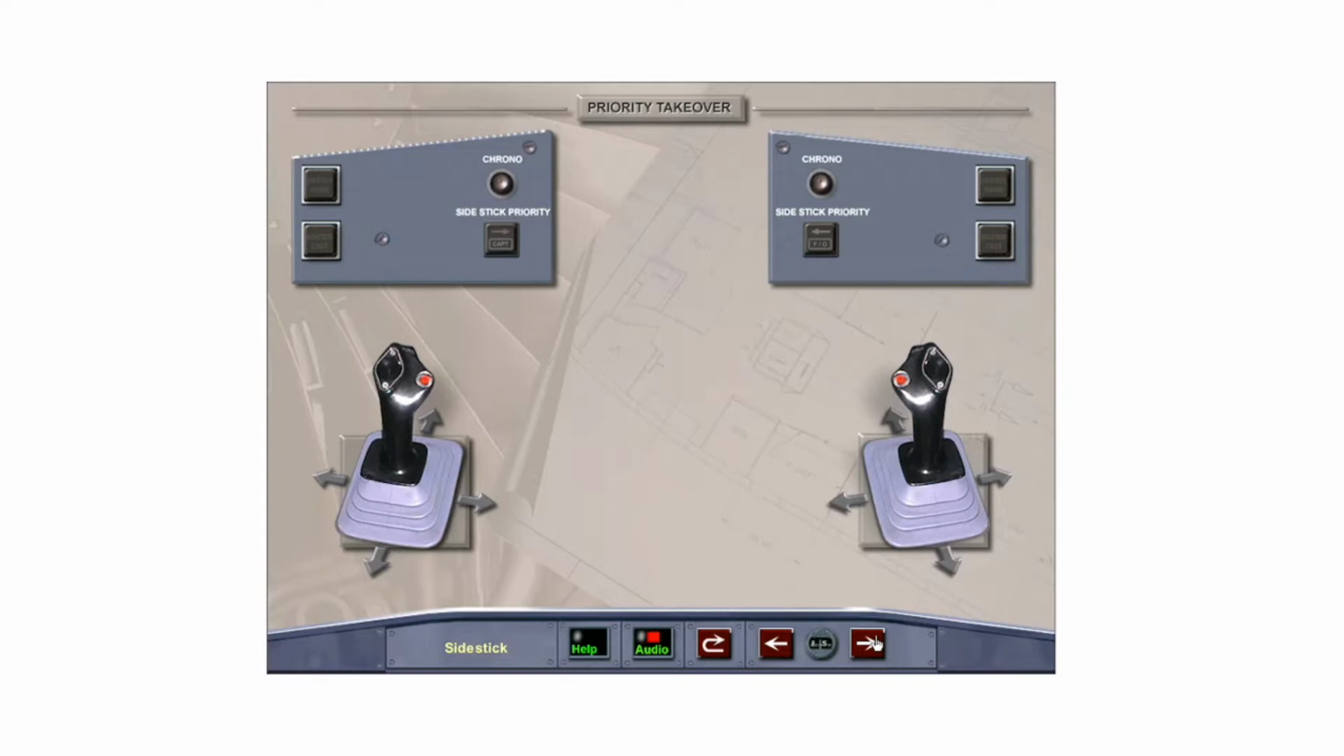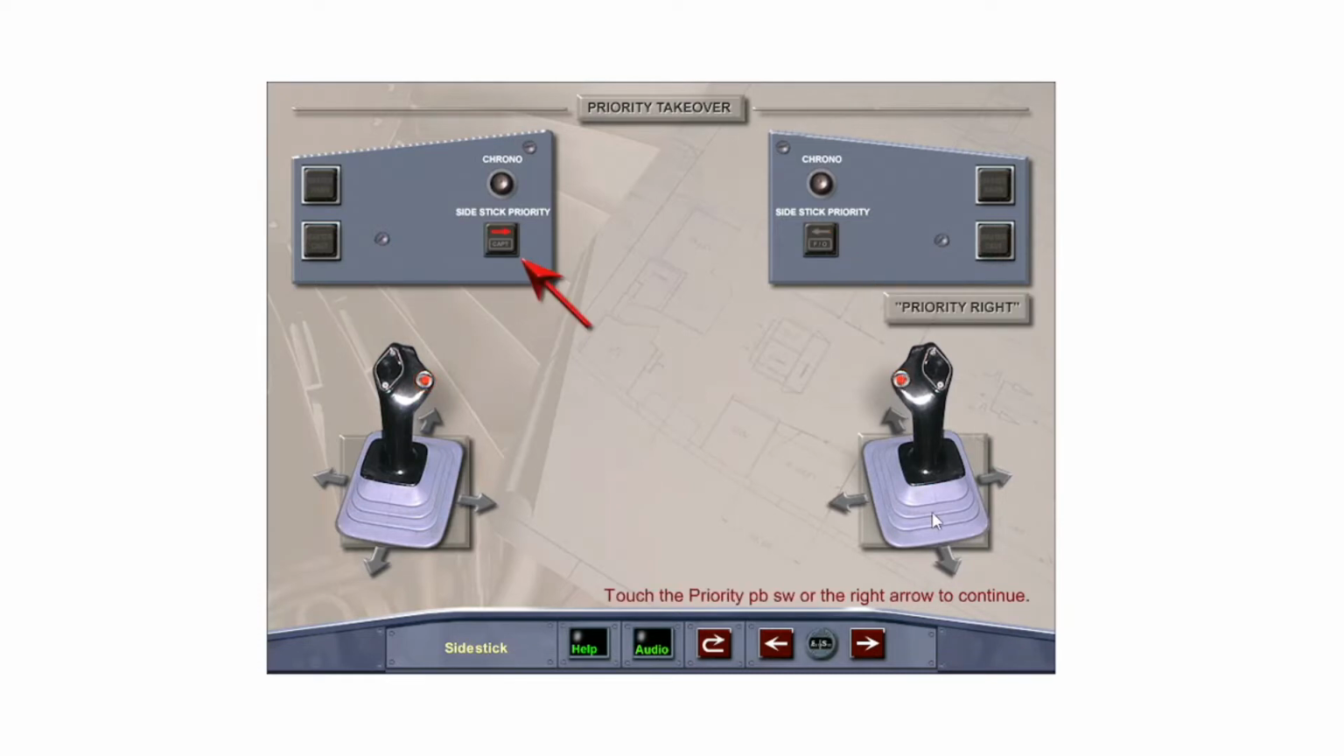Touch a priority takeover push button. Priority left. In addition, the side stick priority lights on the glare shield indicate which pilot has control. A red arrow in front of a pilot indicates his side stick has been deactivated and the other pilot has control. To reactivate a side stick, momentarily press its priority takeover push button. The last pilot to press and hold the priority takeover push button gets control.